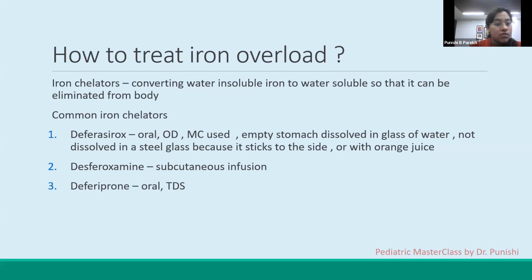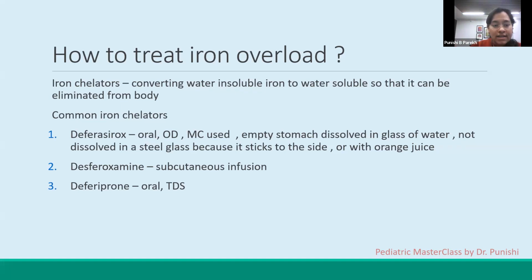So how do you treat iron overload? So you have iron chelators. How do they work? They help in converting the water insoluble iron into water soluble iron, which then can be eliminated from the body in the bile, urine, and the feces. So it's a way of helping elimination of iron from the body.